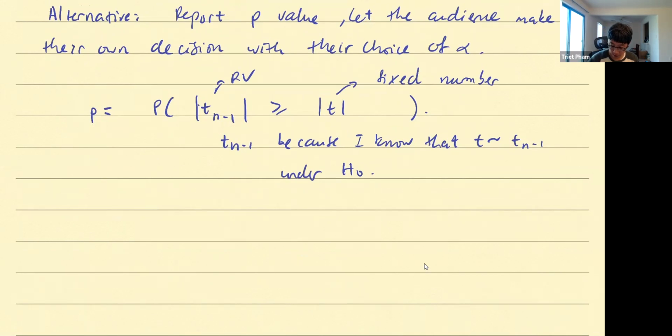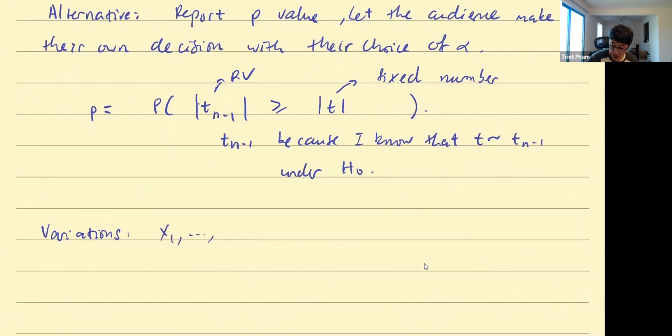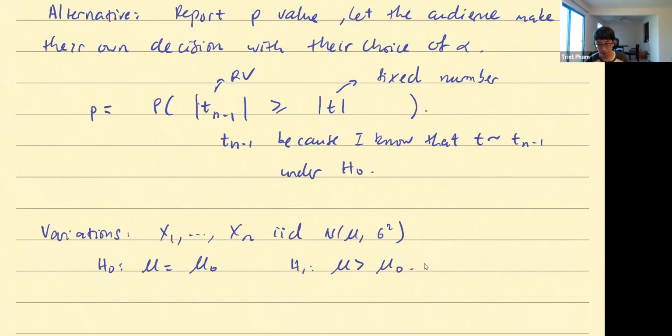Okay, so I hope that was clear. Then the next one will be variations of this question. So we still have X1 up to Xn IID, normal mu, sigma squared, both unknown. The null is mu equals mu naught. But now the alternative is mu bigger than mu naught.